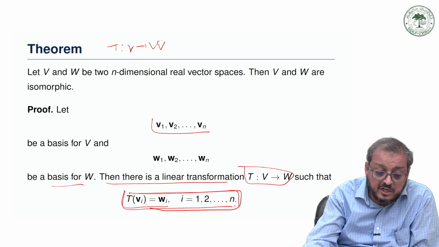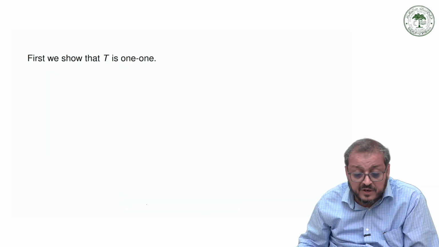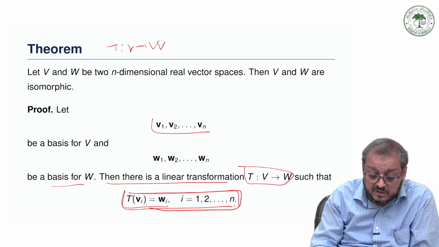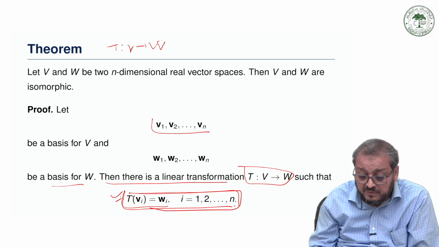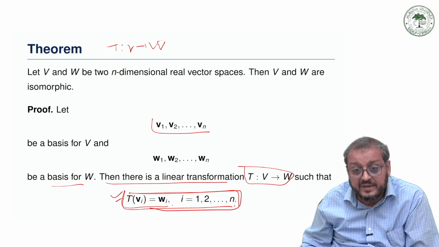Now we show that V and W are isomorphic, so we have to show that the map defined is well defined. First we show that this map is one-one, and also we have to show that this map is onto, and then it is non-singular.